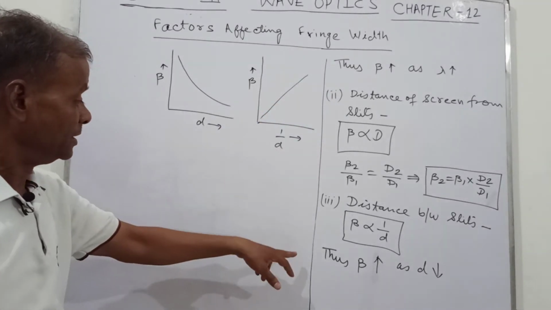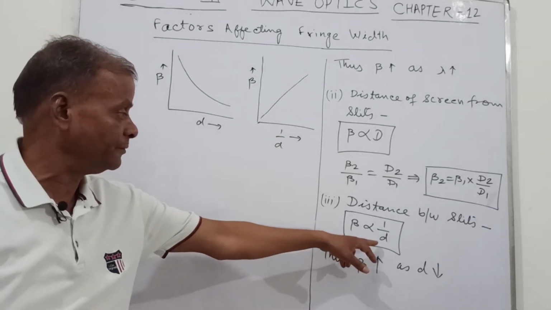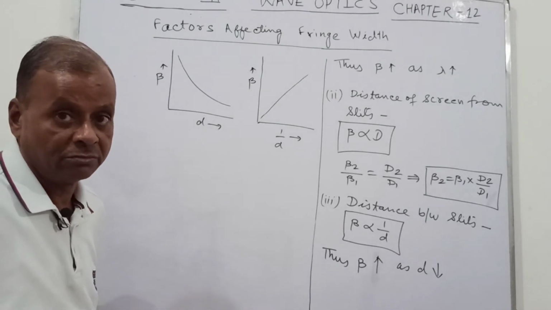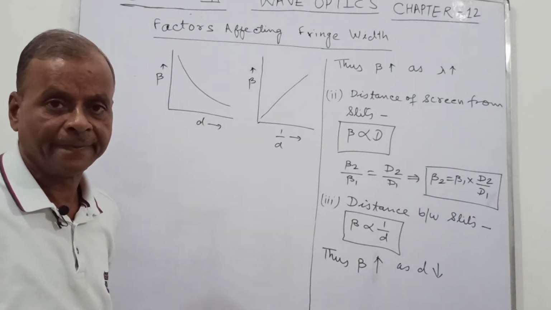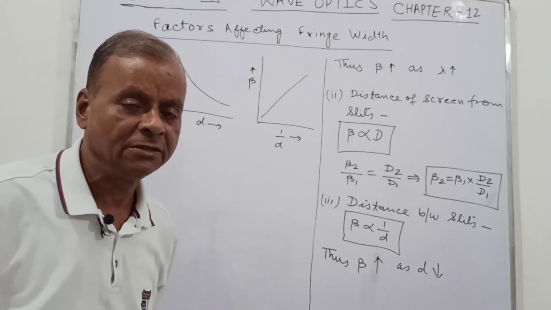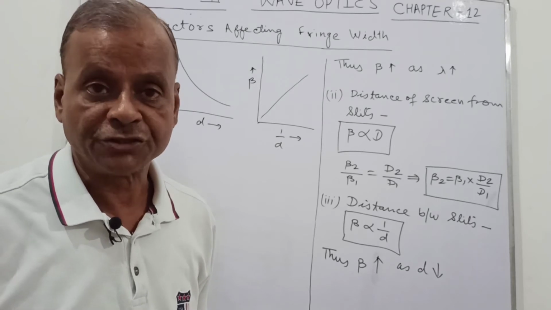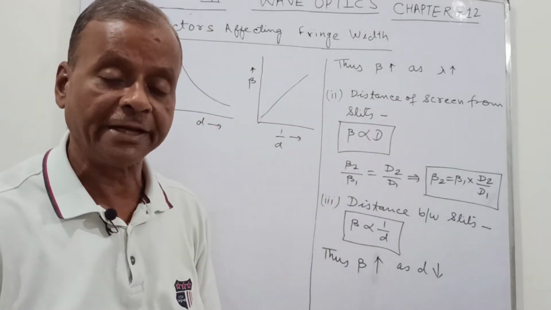So this shows that the value of beta decreases with the increase of d. You can see from here that if suppose d equal to 0, then what will happen? d equal to 0, beta equal to infinite. Beta equal to infinite means what? That there will be no fringe on the screen. So the whole of the screen will be illuminated by the light.